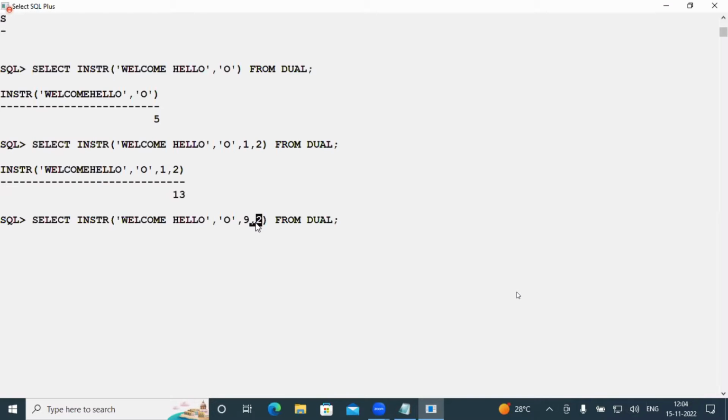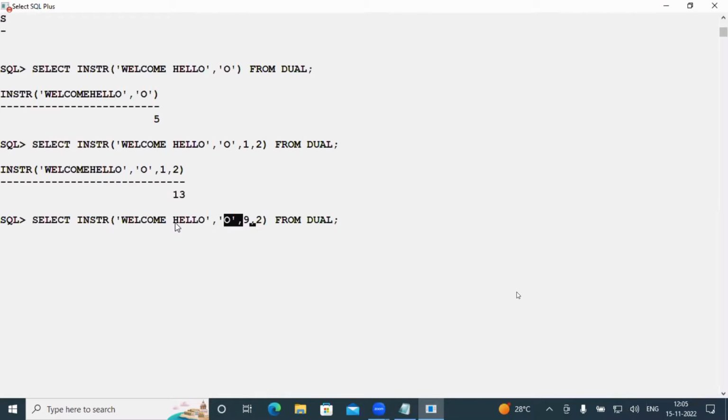In the question, observe here, you don't create your own question. My point is here, how much was I given? I was given 2. 2 means what now? Second occurrence. So from H onwards, I want to find out the second occurrence of O. Second occurrence of O. Understand now?